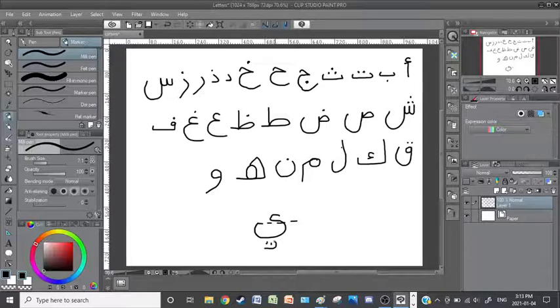Remember, these two dots are important because there is a special letter that we will cover in the next lecture, God willing, that doesn't have the dots. We will see it in the next lecture. No need to overwhelm you with information right now.